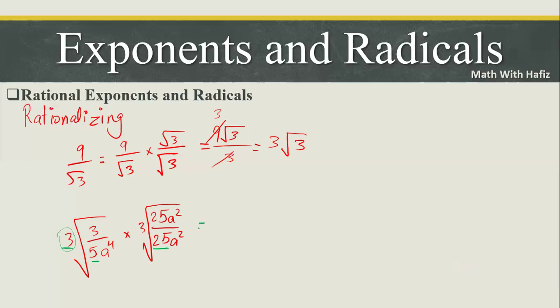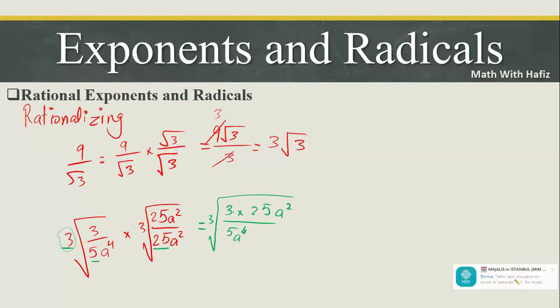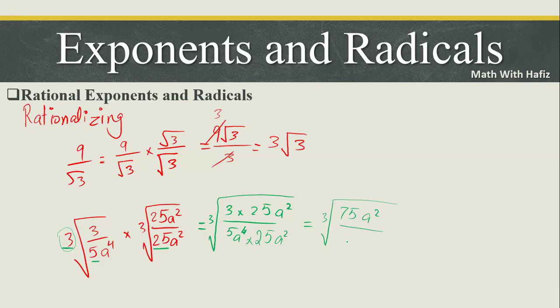So what I will do now, I will just multiply them because they have the same radical. So cube root of 3 multiplied by 25 a square, divided by 5 a to the power of 4 multiplied by 25 a to the power of 2. So it will become the cube root of 75 a square, divided by 125 a to the power of 6. 4 plus 2 is 6.